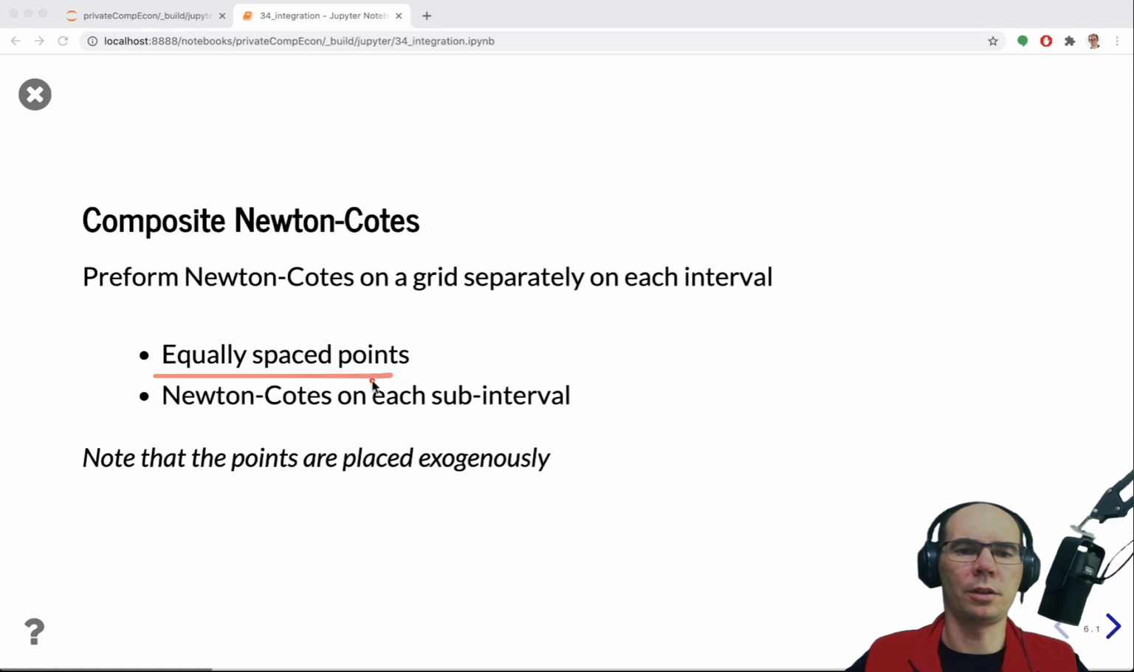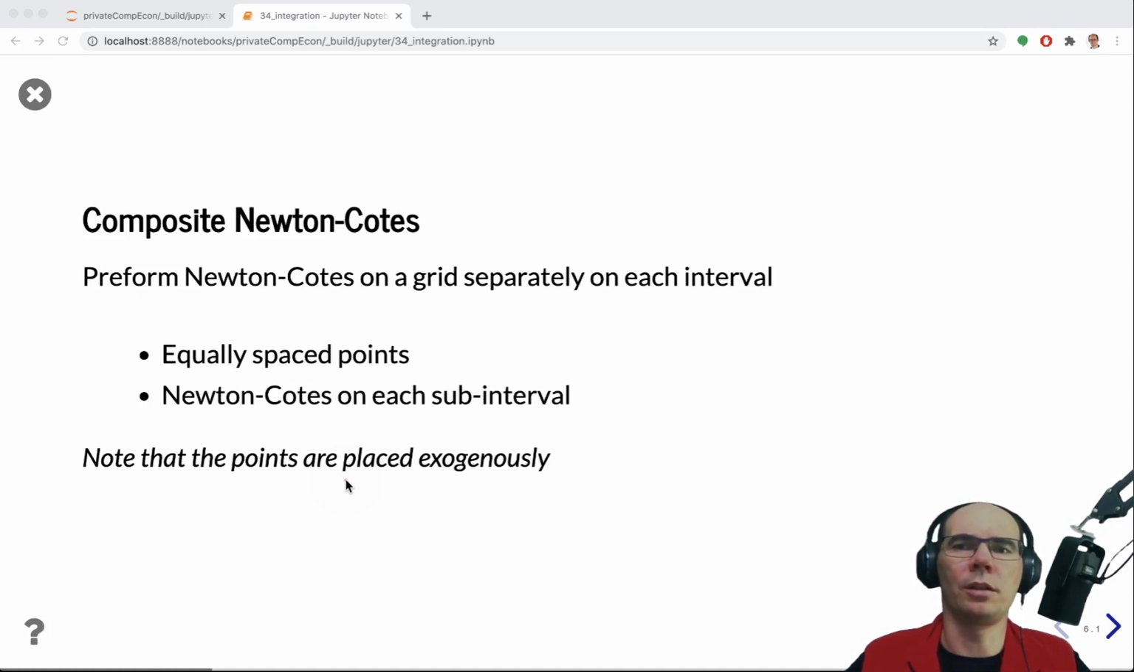Equally spaced points, and then apply the rule on each subinterval. Note the points are placed exogenously here, so we have control over where the points, the nodes, are. And the accuracy of this approximation will obviously grow with the number of points. As we have more grid points, the accuracy of the approximation of this integral will increase as well.